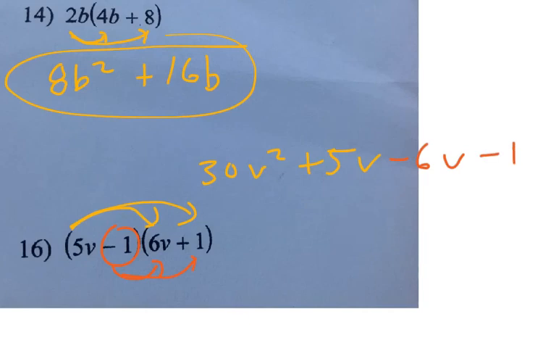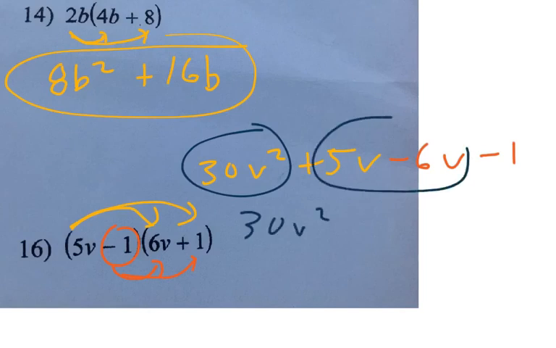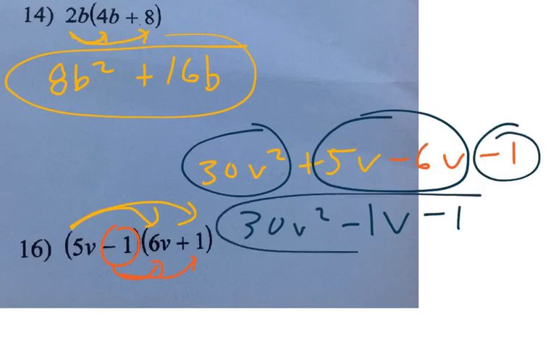And now it's just a matter of combining like terms. So I have 30v squared. 5 minus 6 are both v, so that's negative 1v. Again, you could write the 1 or you don't have to. And then finally a minus 1.